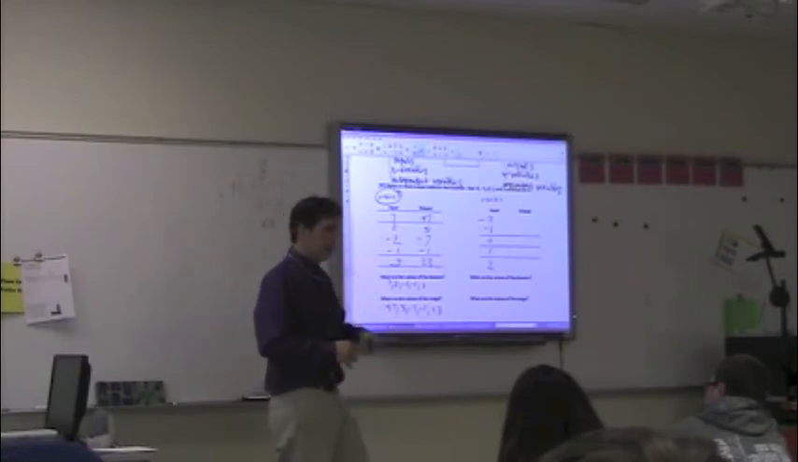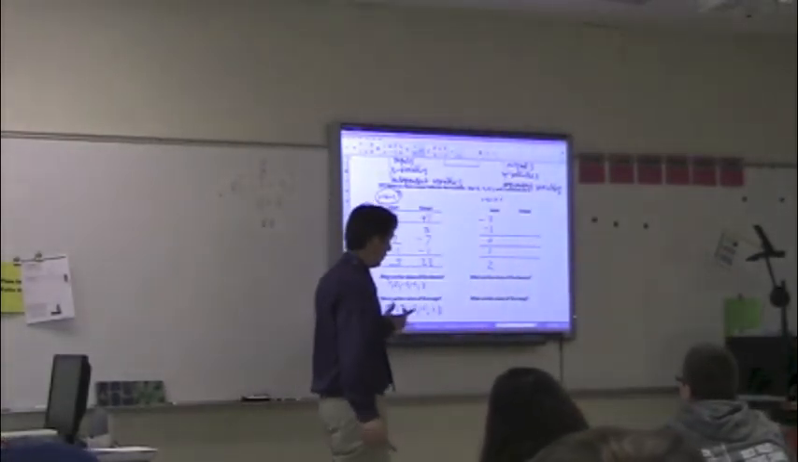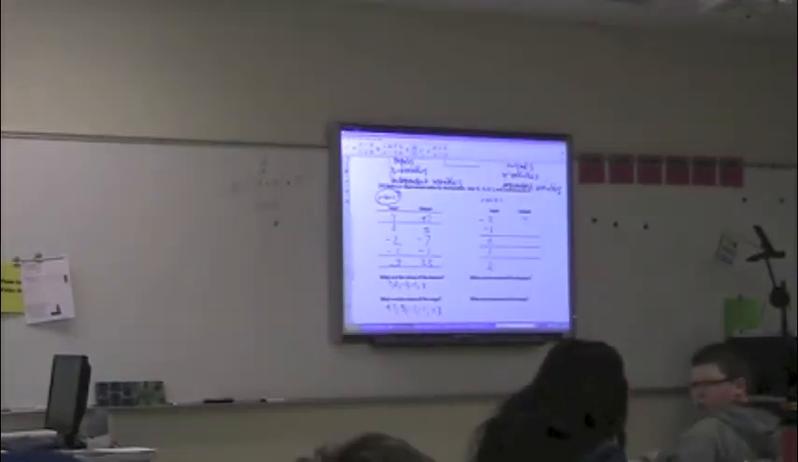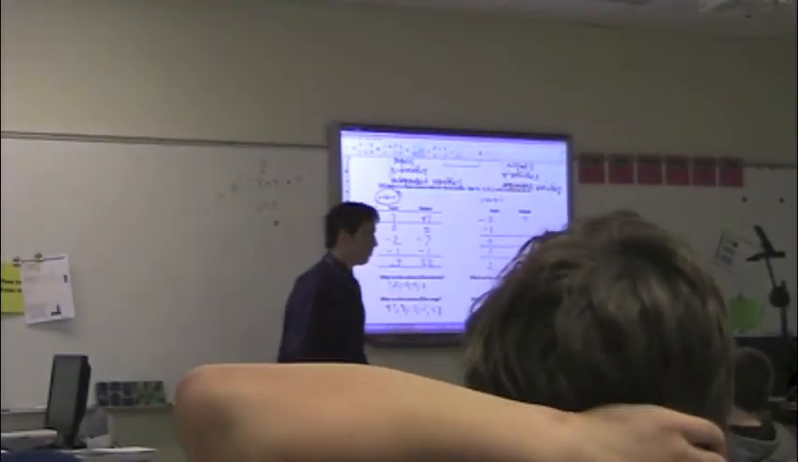You guys go ahead and put in your -2, -1, 0, 1, 2, tell me what the outputs are, and then write down your domain and range. Hey, did anyone notice a pattern? What's the pattern? It goes up by 7.